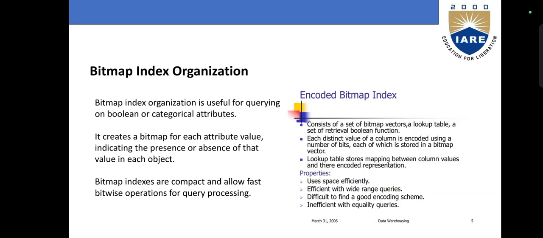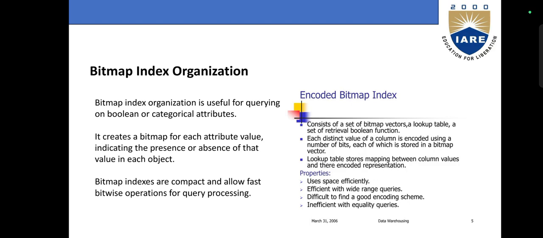Bitmap index organizations. Bitmap index organization is useful for querying on boolean or categorical attributes. It creates a bitmap for each attribute value, indicating the presence or absence of that value in each object. Bitmap indexes are compact and allow fast bitwise operations for query processing.